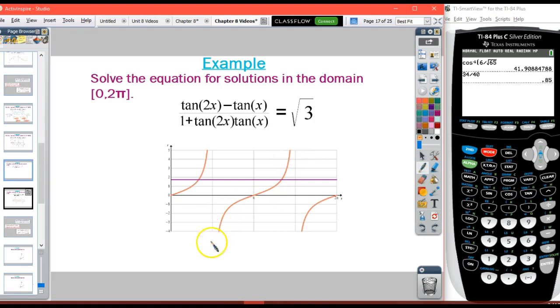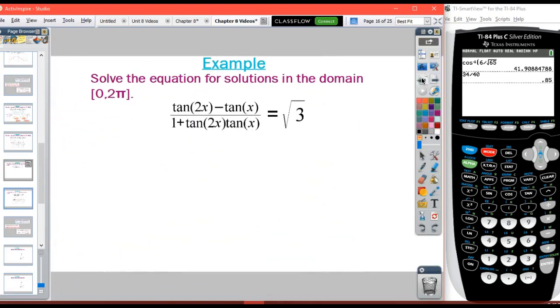And so here we have the graph of the left side of the equation, and then here is the line square root of 3. And so I can see in between 0 and 2 pi that I'm going to find two different answers. All I'll need to find is one of them, and I'll be able to find another by adding or subtracting multiples of the period.